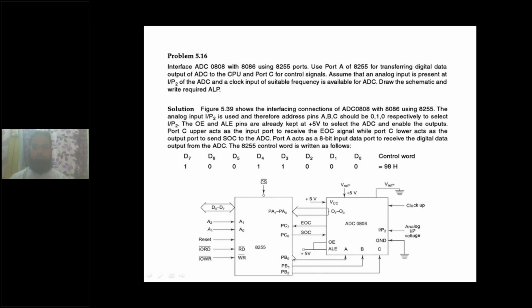So from this diagram, we can say port A acts as an input port, port C lower acts as an output port, port C upper acts as an input port, and port B acts as an output port. According to this configuration, I need to frame the value to be transferred to the control word register: I/O mode, mode 0 of port A, port A as input, port C upper as input, mode 0 of port B, port B as output, and port C lower as output. This value needs to be transferred to the control word register.